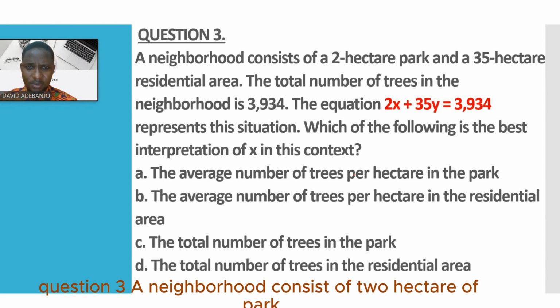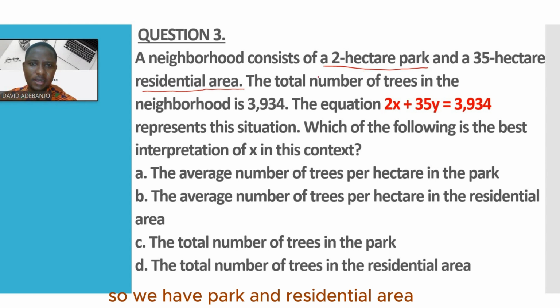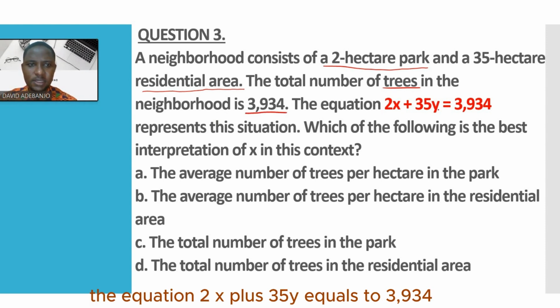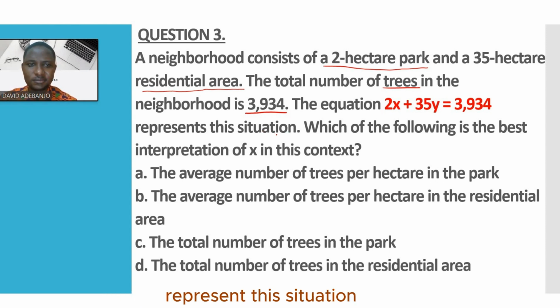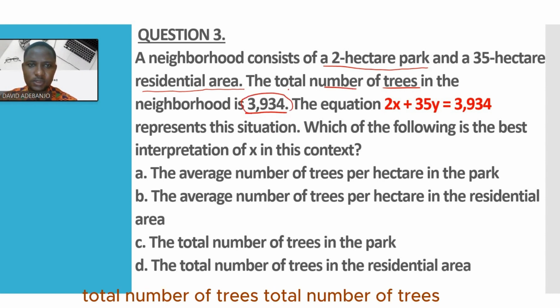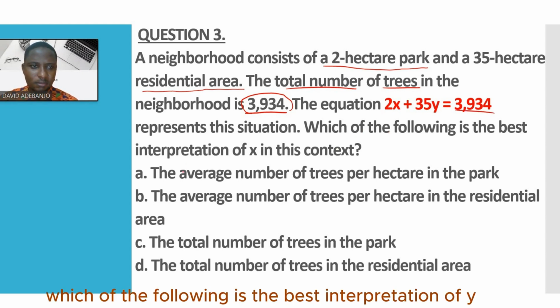Question 3. A neighborhood consists of 2 hectares of park and 35 hectares of residential area. So we have park and residential area. The total number of trees in the neighborhood is 3,930. For the equation 2x plus 35 equals 3,930 represents this situation. Don't forget, this number represents the total number of trees.